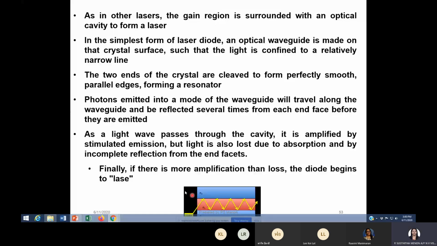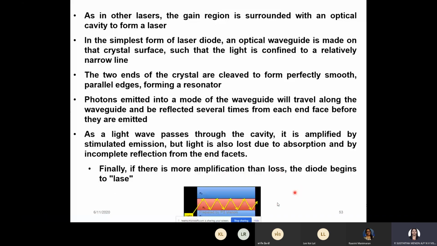As the light passes through the cavity, it is amplified by stimulated emission, but light is also lost due to absorption and by incomplete reflection from the end facets. Finally, if there is more amplification than loss, the diode begins to lase.